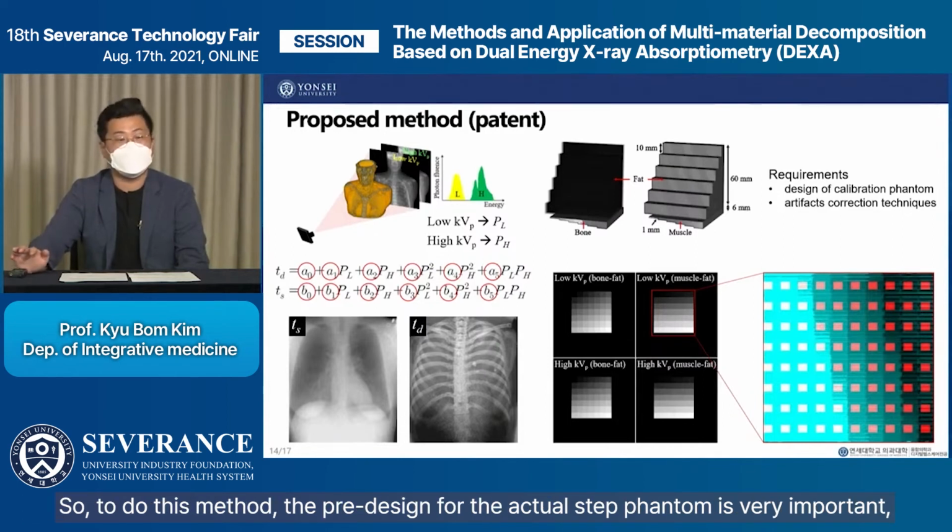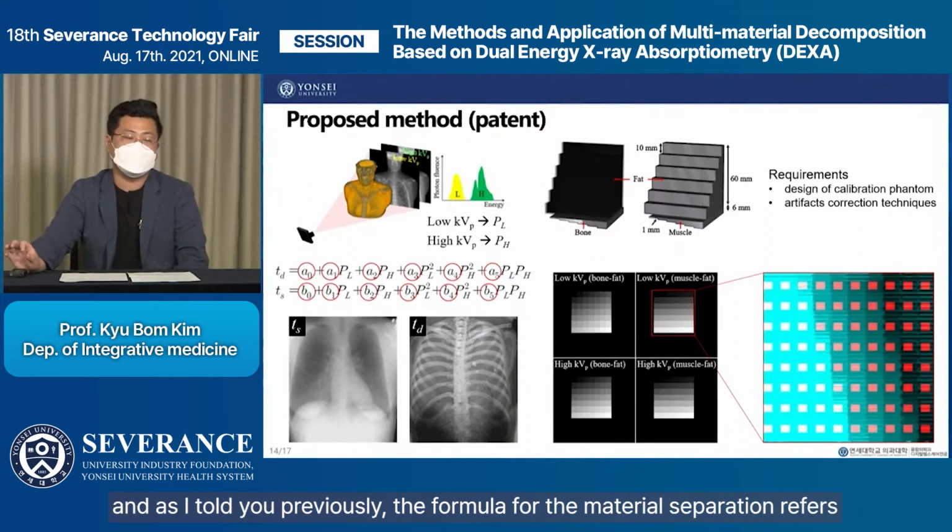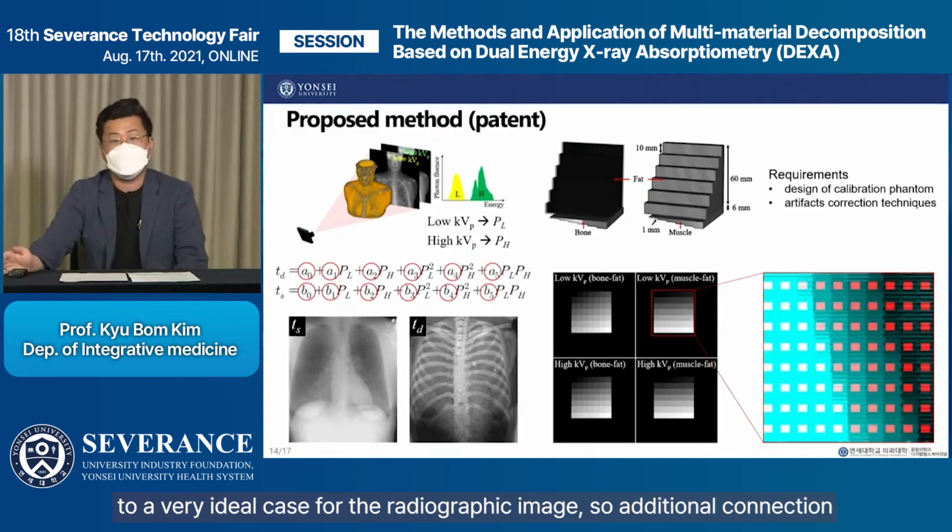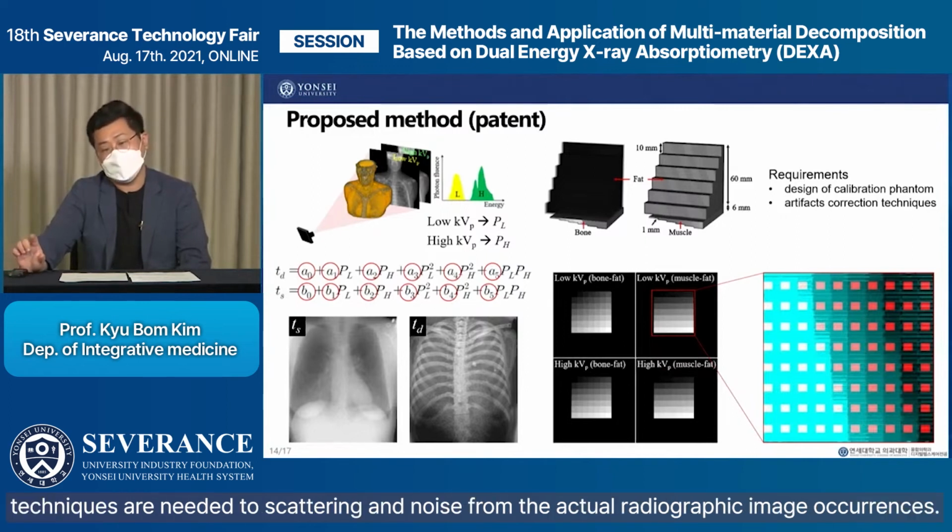So, to use this method, the pre-design of the actual step phantom is very important. And as I told you previously, the formula for the material separation refers to a very ideal case for the radiographic image. So additional correction techniques are needed for the scattering and noise that occur in actual radiographic images.